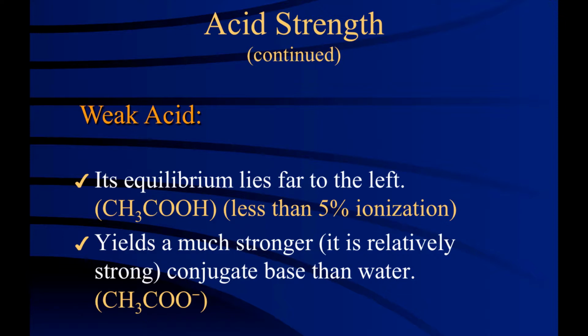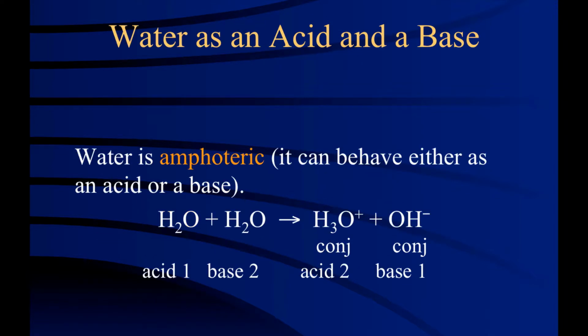Weak acids make a relatively strong conjugate base, meaning compared to water. We say that water in and of itself is both an acid and a base, and you can tell that the water is giving up a hydrogen and the other water is accepting a hydrogen. So this too is a conjugate acid-base pair.